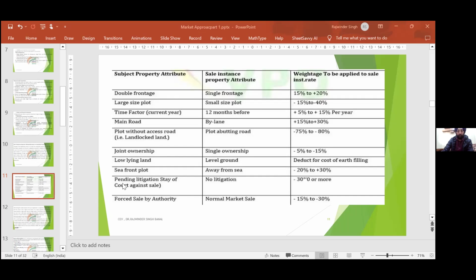Then our property of which we are doing valuation has pending litigation, or there is some status quo stay of the court against the sale. The comparable had no litigation, so minus 30% or more depending upon the condition. Then if it is a forced sale, we are calculating liquidation value.